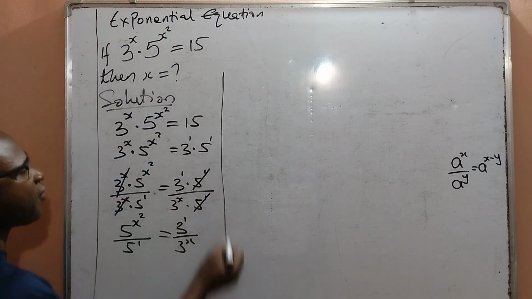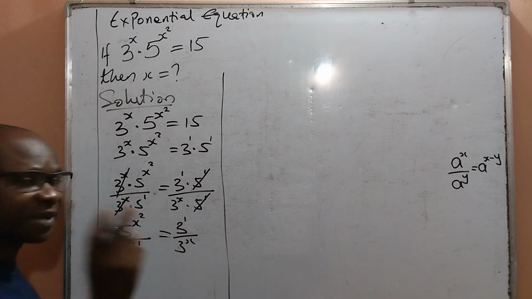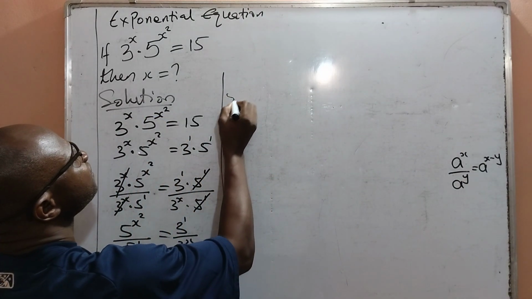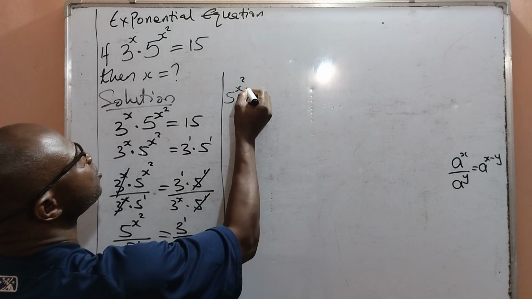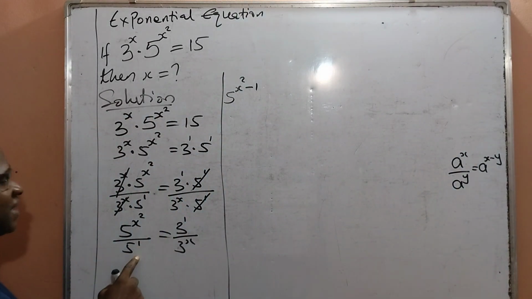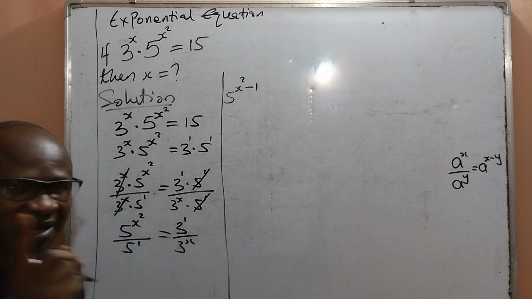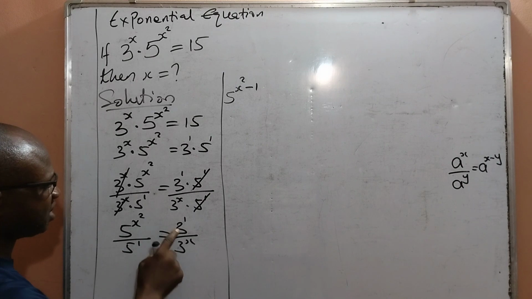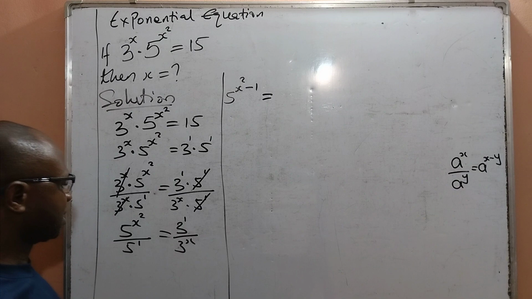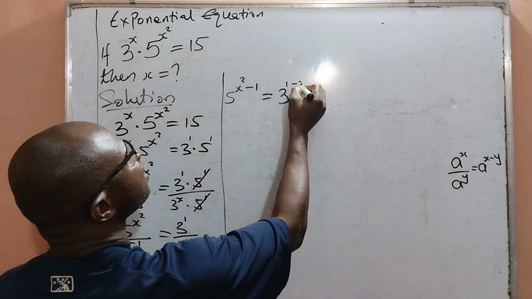Okay? Therefore, if you look at this, the base at the numerator is 5 and the base at the denominator is 5. I will apply this law to have it as 5 raised to the power x raised to the power 2 minus 1. I've applied this law by the left hand side. I will also apply it to the right hand side because the bases are the same. The base at the numerator is 3, the base at the denominator is also 3. That means from the right hand side I will have 3 raised to the power 1 minus x.